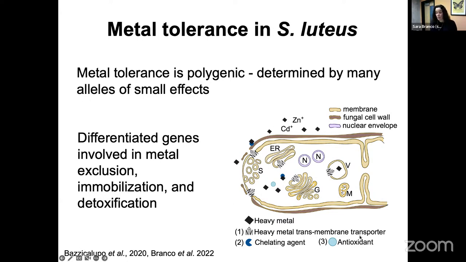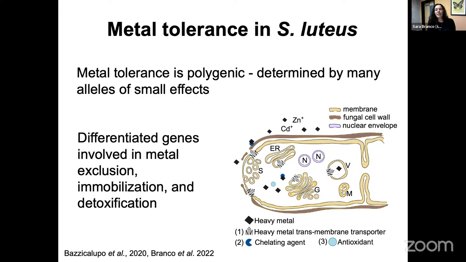the way this species deals with the metals is by having metal transmembrane transporters, both on the plasma membrane and in the organelles. Then there are chelating agents, molecules that grab the metals and immobilize them. And they have them both inside the cell and outside the cell, which is really cool to see. And they have antioxidants that neutralize the toxicity of metals. So this was very cool to document, and gave us a little more insight into how this fungus is dealing with this harsh environment. But then we wanted to know, how about the tree? Does it matter?